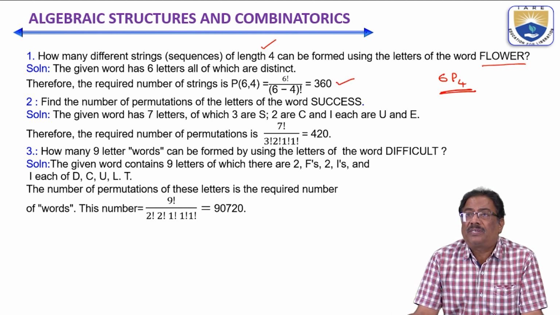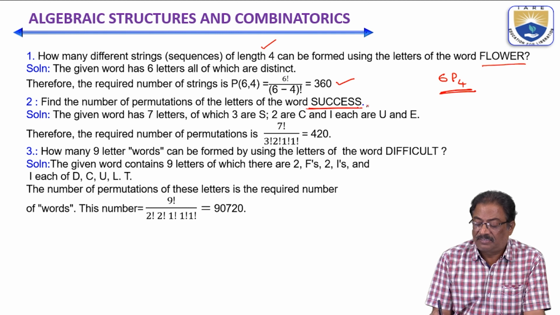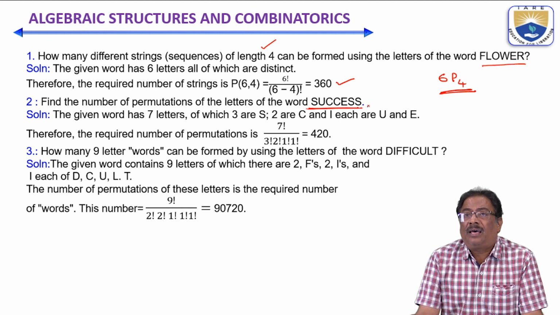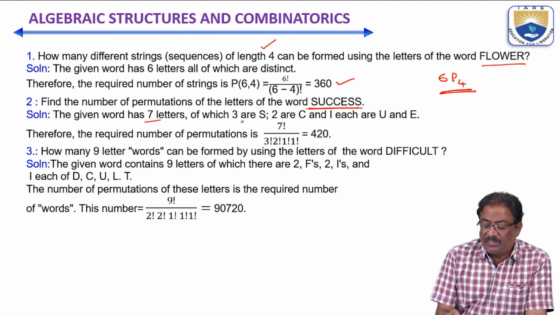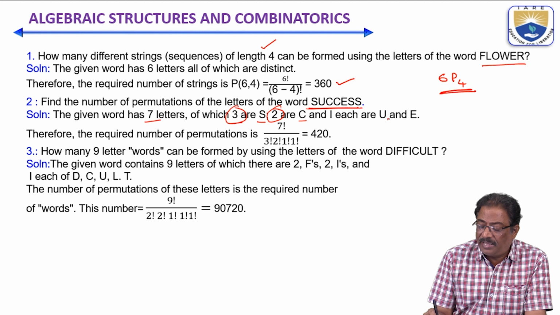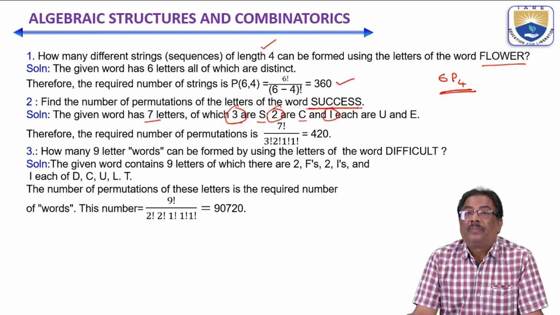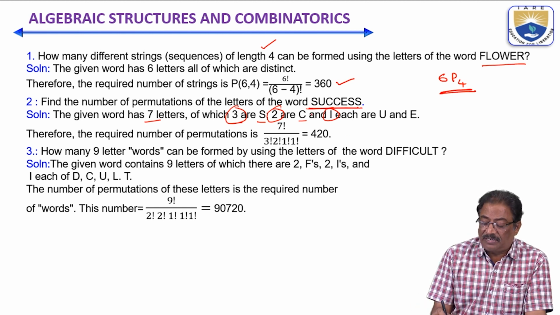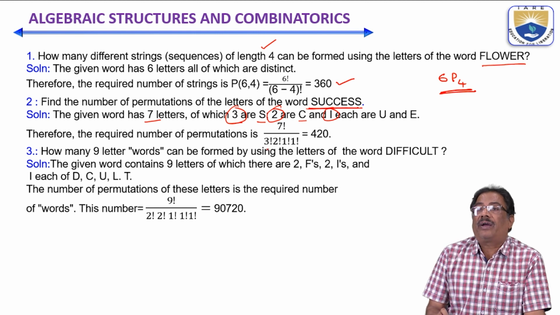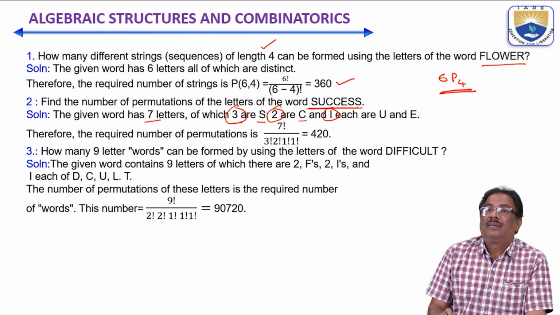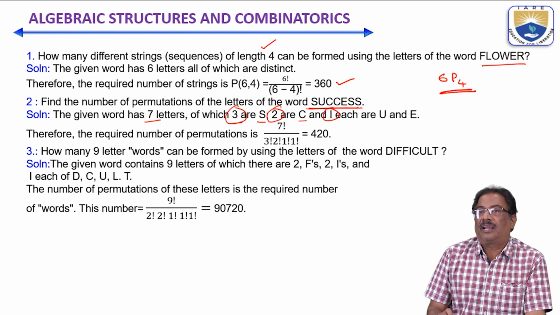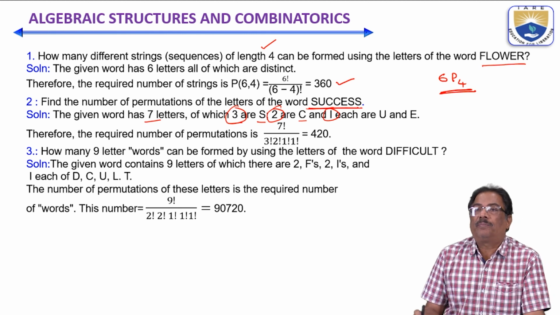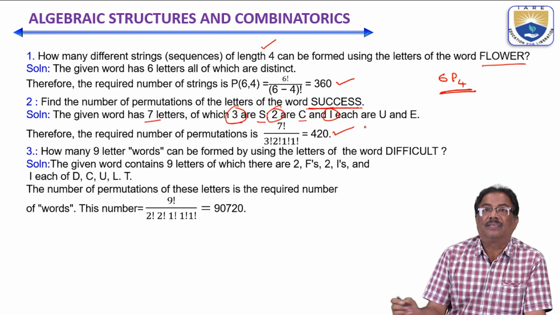Suppose we want the number of permutations of the word successes. Here there are 7 letters, out of which S is repeated 3 times, C is repeated 2 times, and the remaining letters occur only 1 time. So the required number of permutations: the total number of letters is 1, 2, 3, 4, 5, 6, 7, so 7 factorial by 3 factorial into 2 factorial, because S is repeated 3 times, C is repeated 2 times, and the remaining are repeated 1 time.